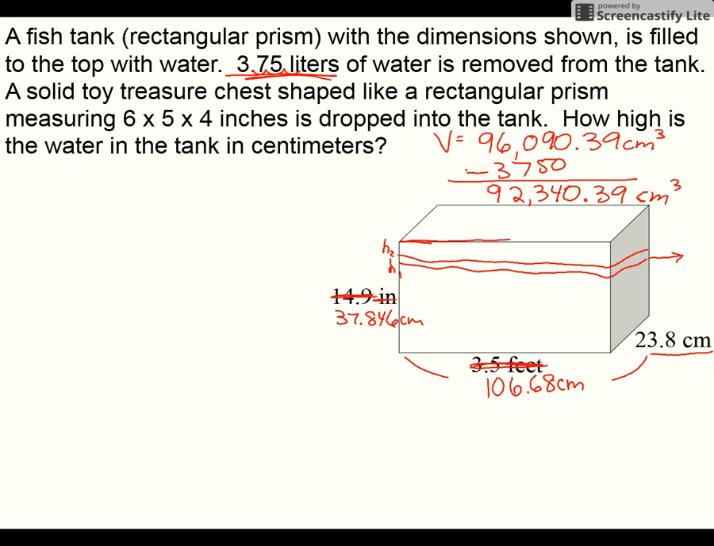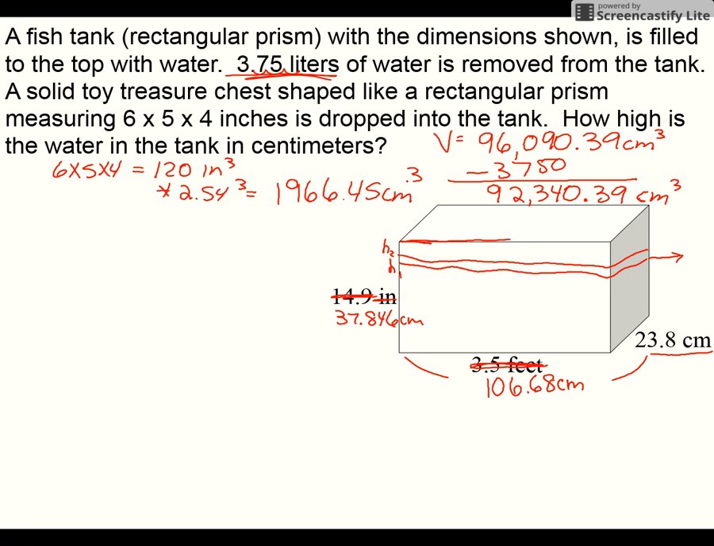Okay, now I got to figure out what the treasure chest is. It says it's 6 by 5 by 4. So let's take 6 times 5 times 4, which is 120 inches cubed. And let's convert that to centimeters cubed. Again, we have to be all in the same unit. So 2.54 cubed gives us the treasure chest in the correct amount, which is 1966.45 centimeters cubed.